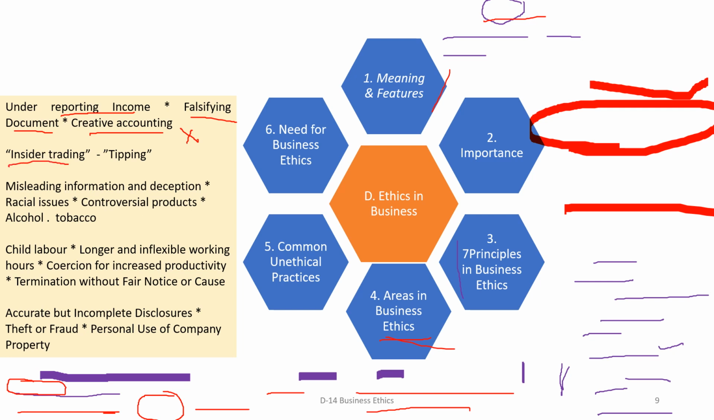Insider trading, this is in case of finance. You get some information on a company and you influence your set of people to buy or sell the share in the market and benefit unduly. Undue income. Tipping. You tip the people with information, inside information. And you put an advertisement and you put therein misleading information just to deceive. It's unethical. Racial issues.